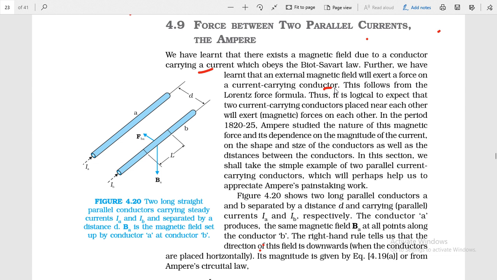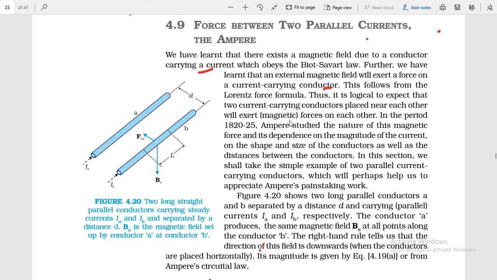The magnitude of that force was I B L sin theta, where I is the current through the conductor, B is the external magnetic field, L is the length of the conductor, and theta is the angle between the conductor and the magnetic field. So this follows from the Lorentz force formula. Thus it is logical to expect that two current carrying conductors placed near each other will exert magnetic force on each other.